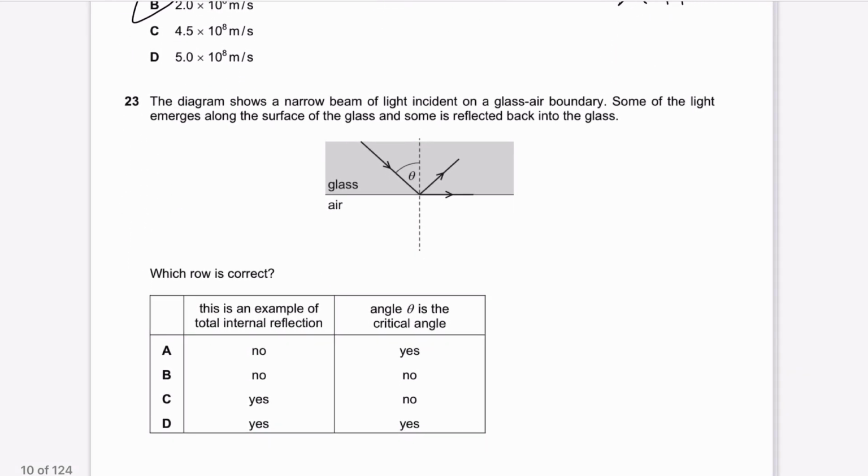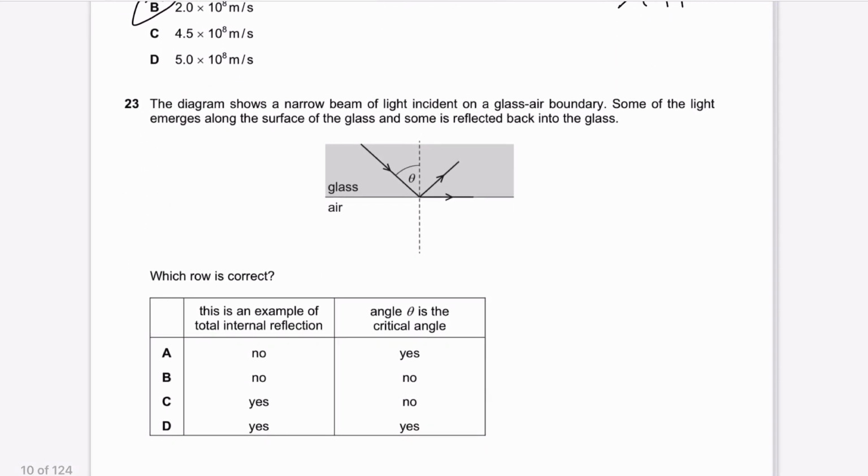Okay, 23. The diagram shows a narrow beam of light incident on a glass air boundary. Some of the light emerges on the surface of the glass. अच्छा, हमारे पास एक light incoming है, a narrow beam of light. Some of it emerges on the surface of the glass and some is reflected back into the glass. Which row is correct? Is this an example of total internal reflection? No. Partial internal reflection हो रही है because some of it is also coming on the surface, so it's not totally internal reflection. So this will be no.